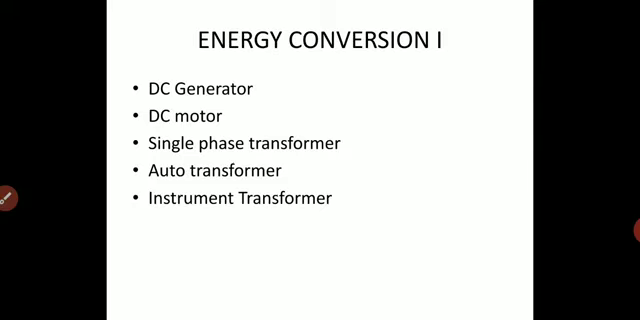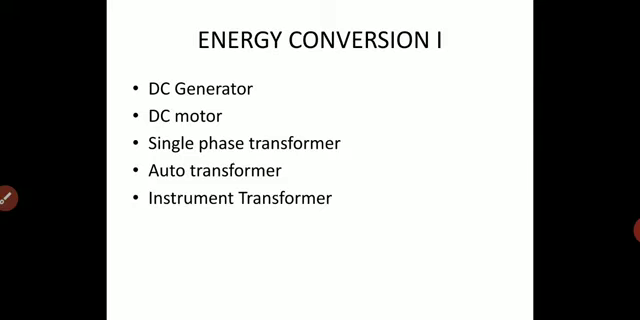In Energy Conversion 1, you have covered DC machines like DC generator, DC motor, single phase transformer, auto transformer, instrument transformer, etc. And in this Energy Conversion 2 subject, you will cover alternator, synchronous motor, induction motor, single phase induction motor, commutator motor, special electric machine, 3-phase transformer.